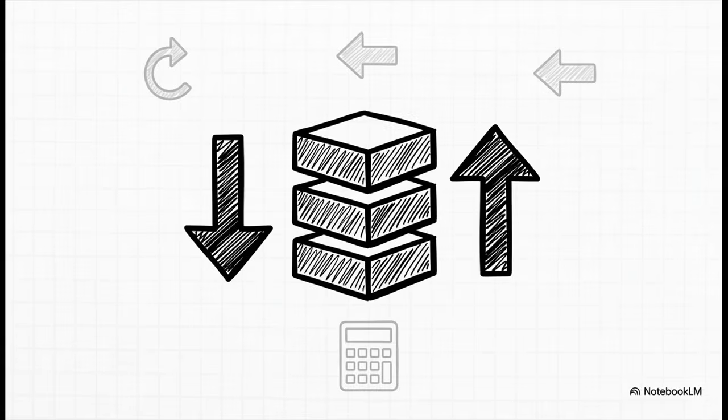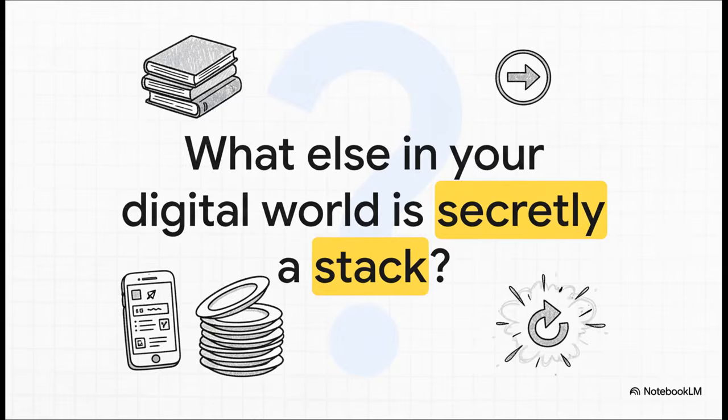So really, the big takeaway here is simple, but it's pretty profound. That one little rule, last in, first out, is the engine behind some of the most helpful and powerful features we rely on every single day. It's just a perfect example of how a simple, elegant idea can have a massive impact. So now that you're in on the secret, I'll leave you with a question. The next time you're using your phone or your computer, look around. Where else do you see this last in, first out behavior? What other features might just be a simple stack working its magic behind the scenes?